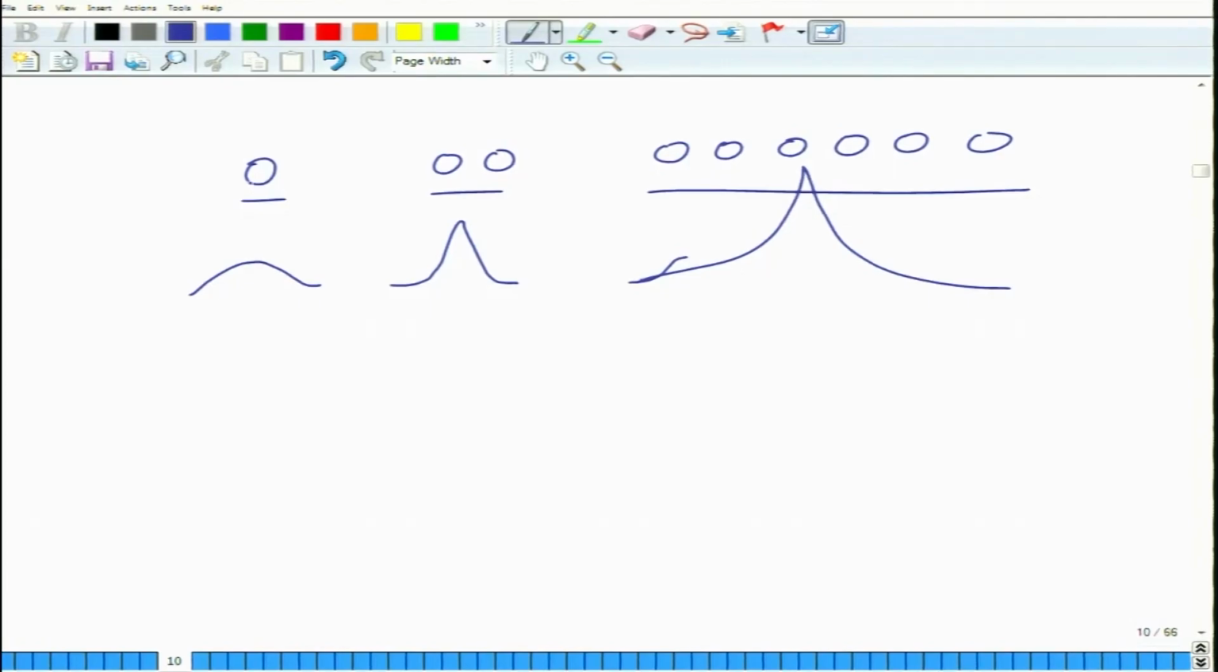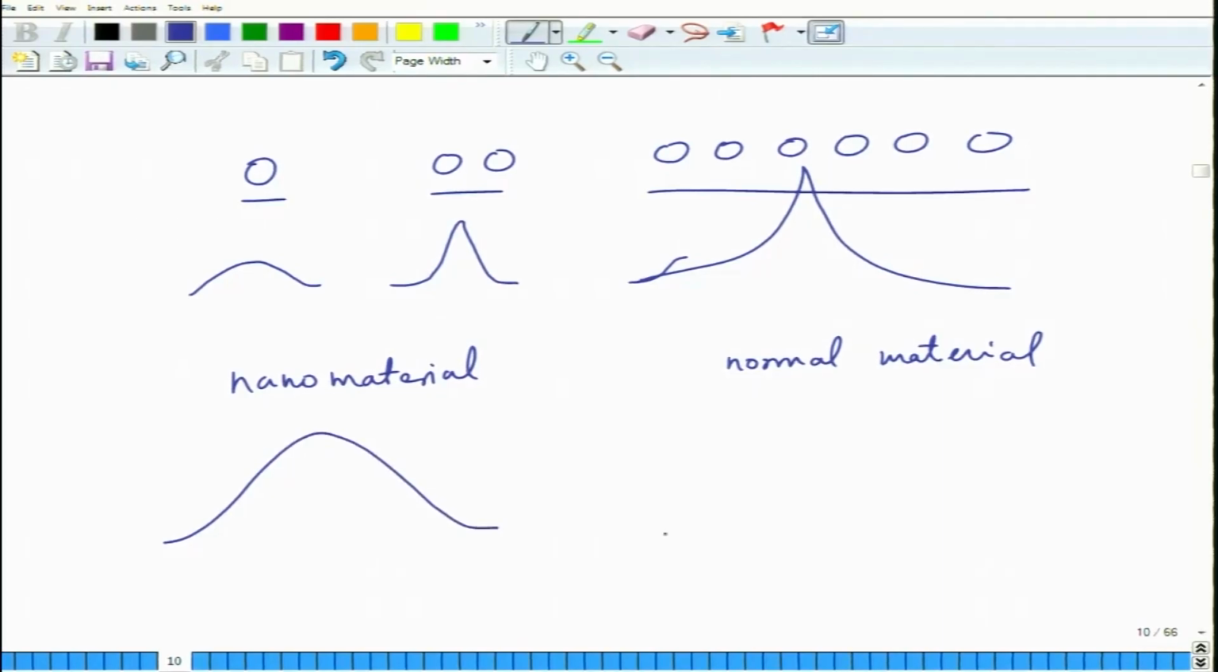So the size of the atom does not matter; the size of the atom is nearly the same as the wavelength of diffraction. But that is what you see. If you have a nanomaterial and if you have a normal material, a nanomaterial gives you a diffraction pattern which has a broad peak, but the normal material gives you a sharp peak. So this is the difference. This is basically the number of slits. Number of slits are increasing.